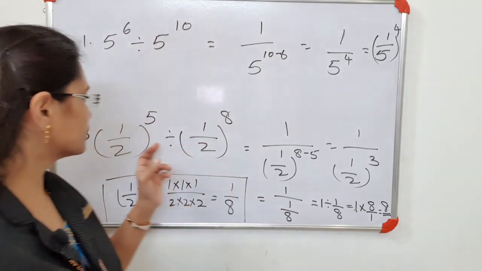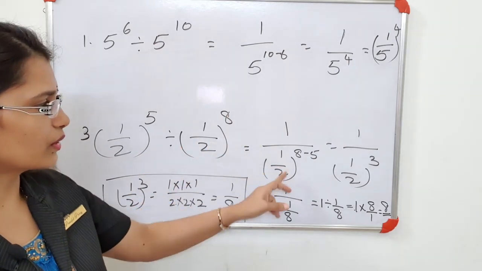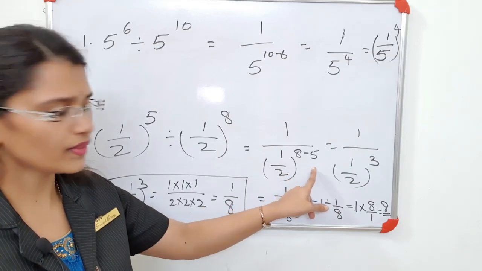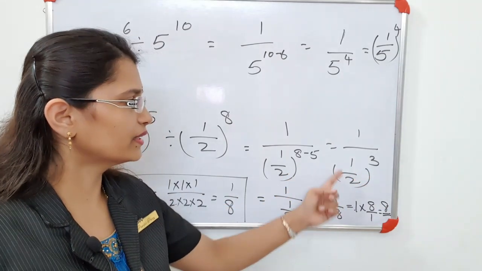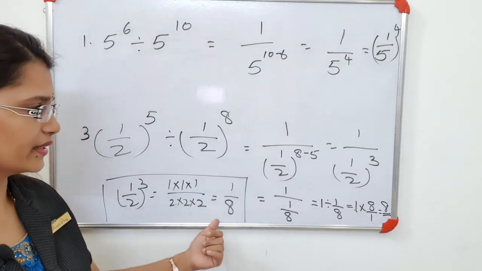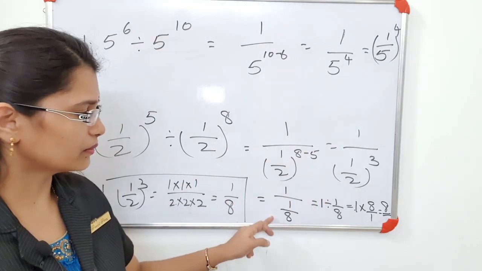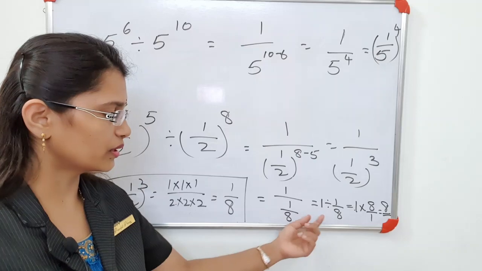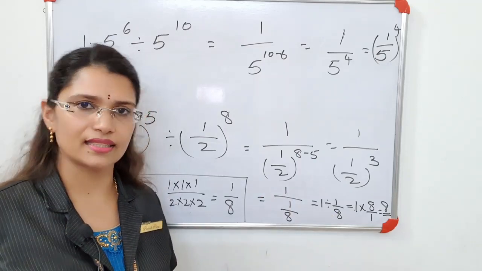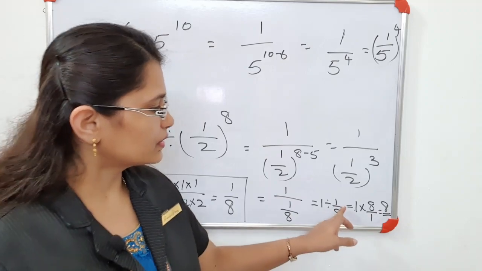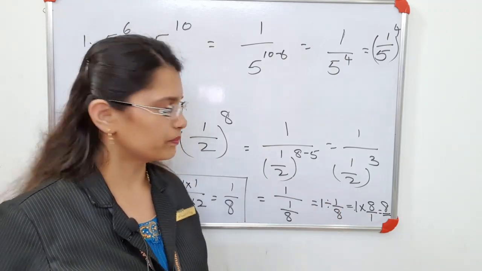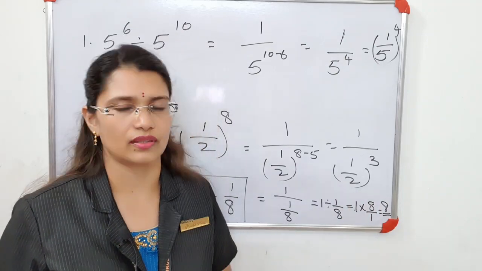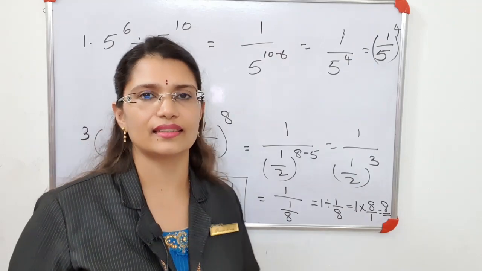Clear, children? So here just divide as usual, 1 divided by 1 by 2, n minus m, 8 minus 5. So 8 minus 5 is equal to 3. You know that 1 by 2 whole cube means 1 by 8. Then 1 divided by 1 by 8, both are the same only. I have written like this for you to understand. Then take the reciprocal of 1 by 8 and then multiply. So 1 into 8 by 1 is equal to 8. That is the natural number. Okay, children? Is it clear?